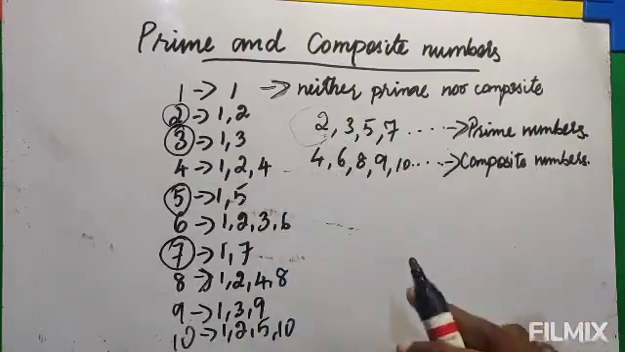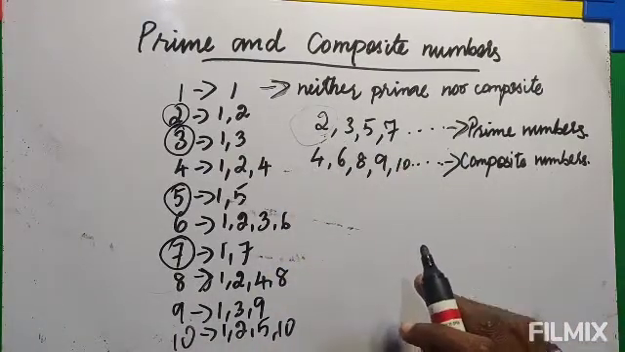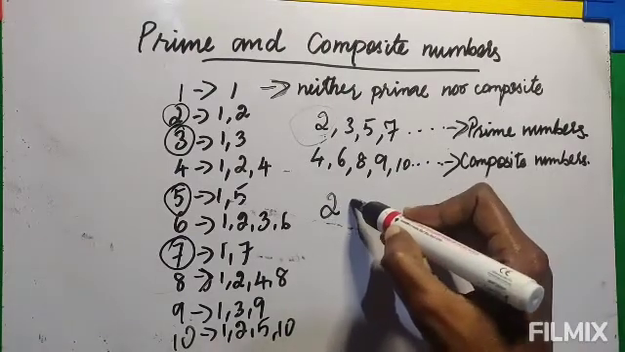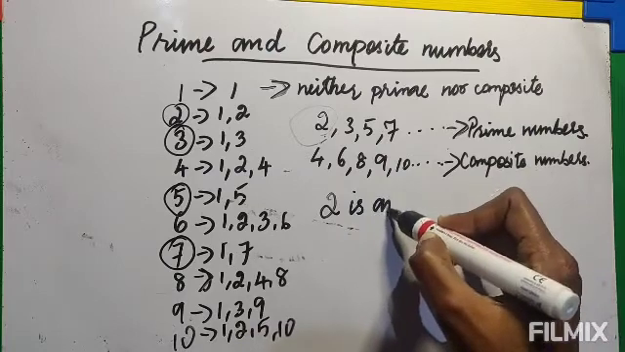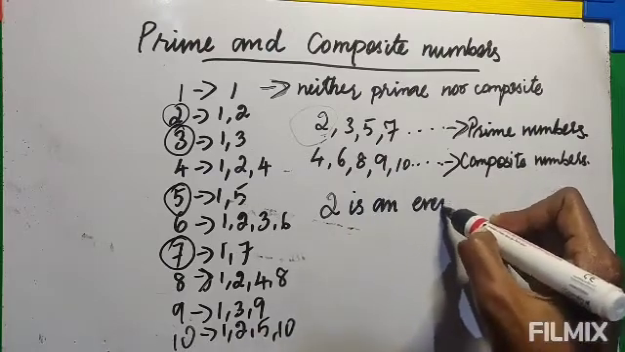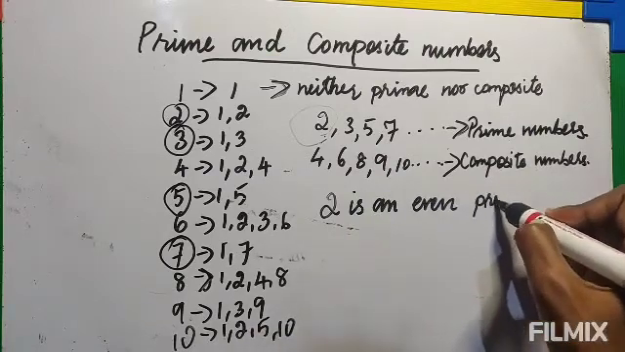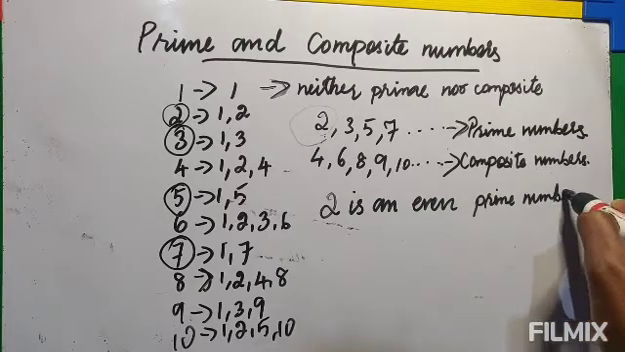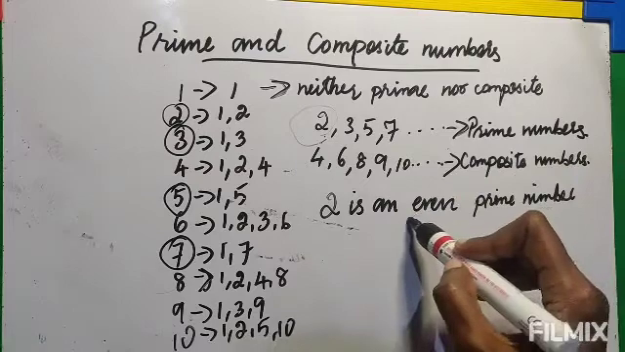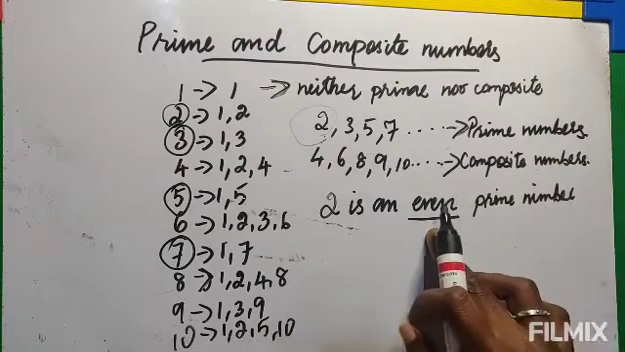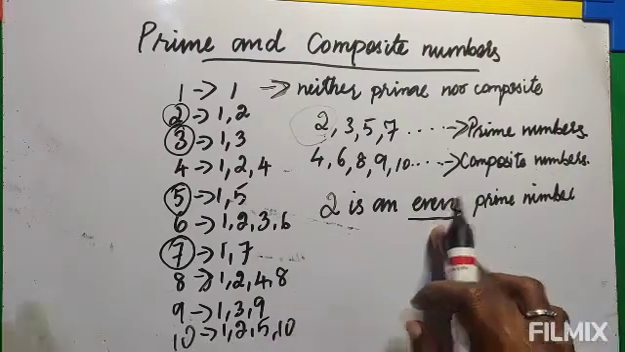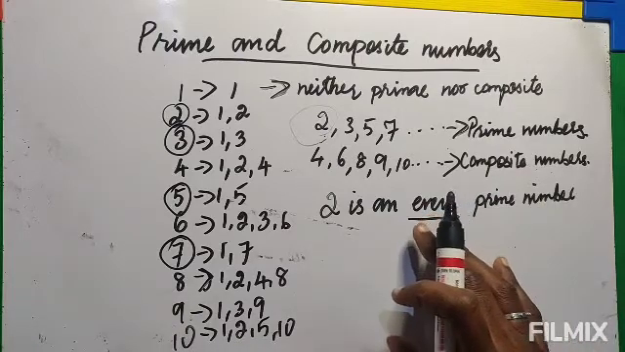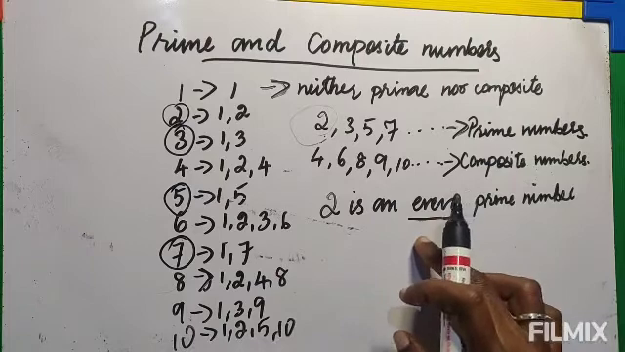Only 2 is an even prime number. So you must know 2 is an even prime number. So a question can be asked. Don't forget, it is the only even prime number. All the other prime numbers are odd numbers. Okay, so don't forget.